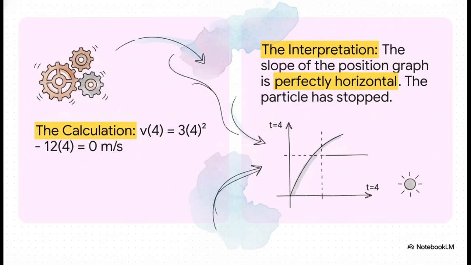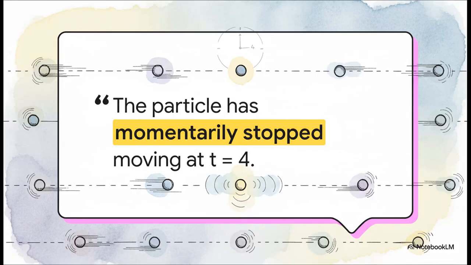it's not moving. And from a geometric point of view, a slope of 0 means the graph of its position is perfectly flat, perfectly horizontal at that one instant. The math and the concepts are telling us the exact same thing. The source material really just says it perfectly. The particle has momentarily stopped moving at t equals 4. It isn't moving forwards. It isn't moving backwards. For that one single instant in time, it's just still.